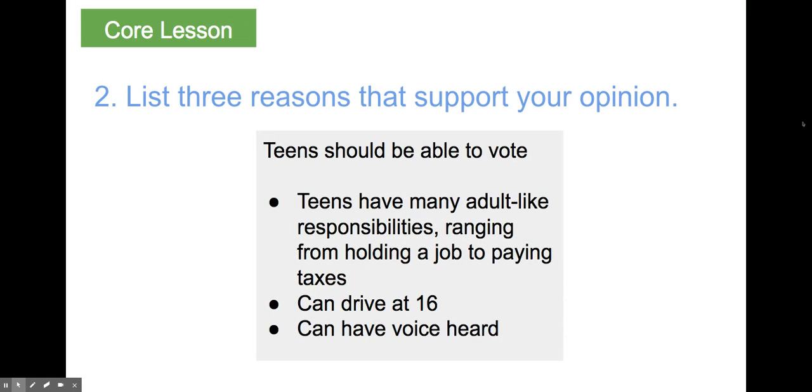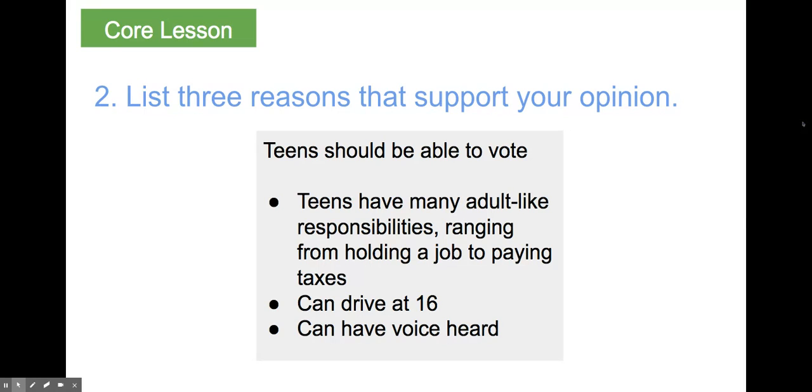So using this, I came up with some ideas or some reasons to support that. My opinion is that yes, I do think teens should be able to vote. So then I will come up with 3 reasons. 1, I would say teens have many adult-like responsibilities ranging from holding a job to paying taxes. I also think that they should have the ability to vote because they can drive at 16. If they're responsible to drive, then why not be able to vote?